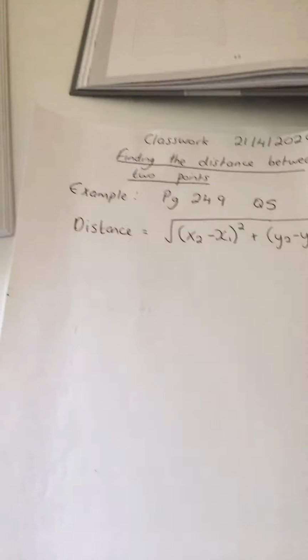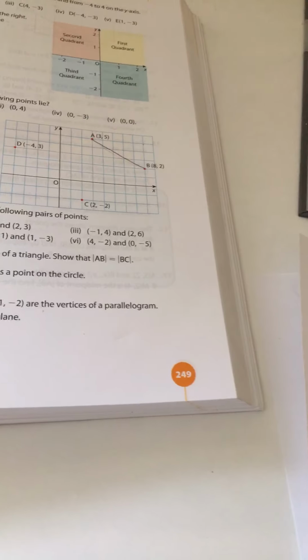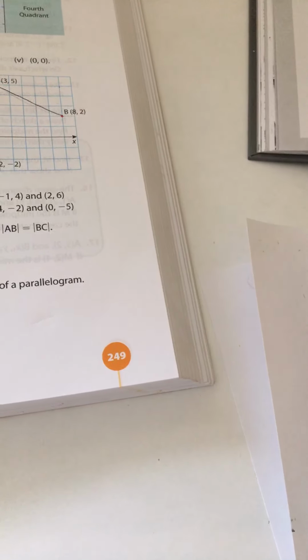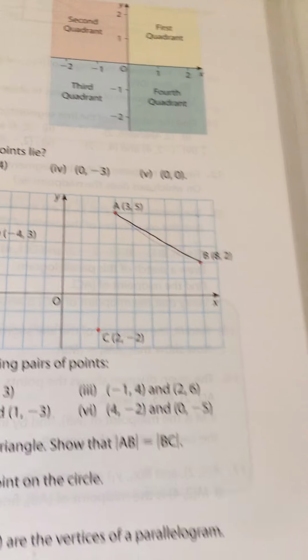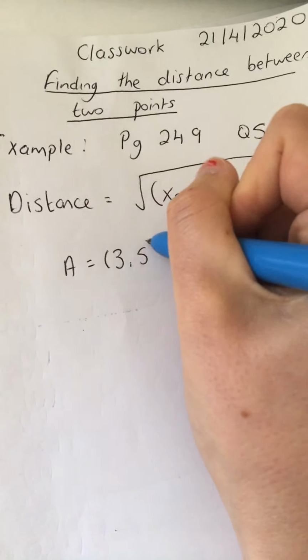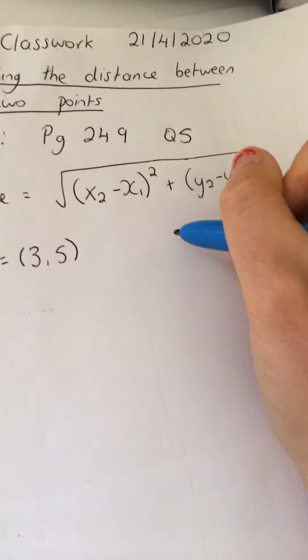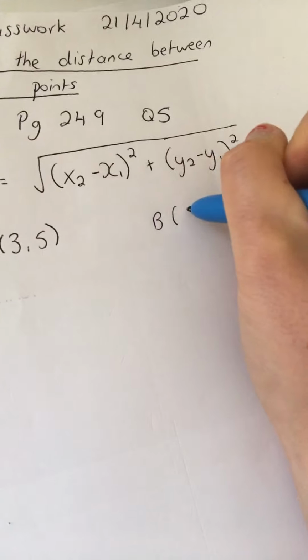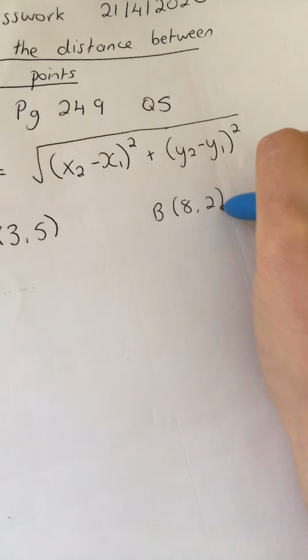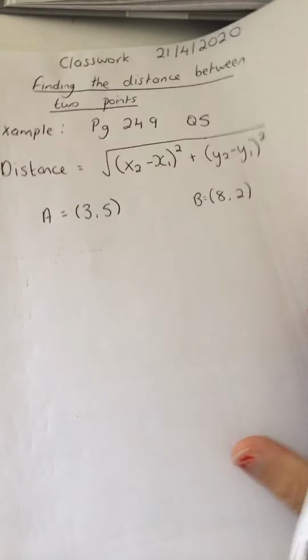Okay, so part 1 they want us to find the distance between A and B. So let's look at points A and B. A is (3, 5), so I'm going to write that down here. And B is (8, 2), so I'm going to write that down here. Again, guys, pause the video if you need to write down anything if I'm going too fast.